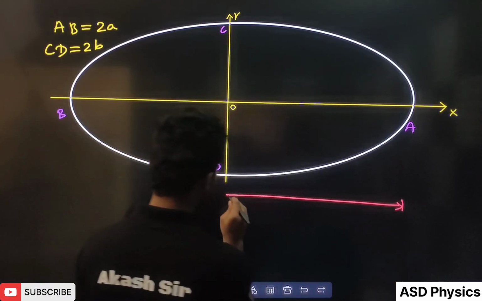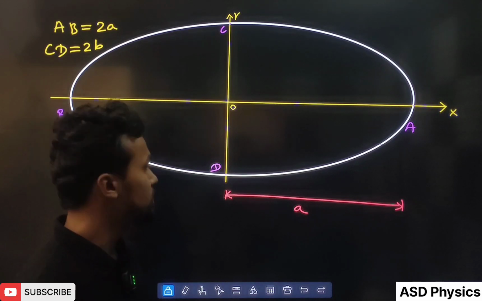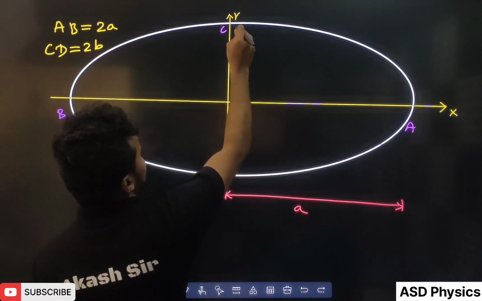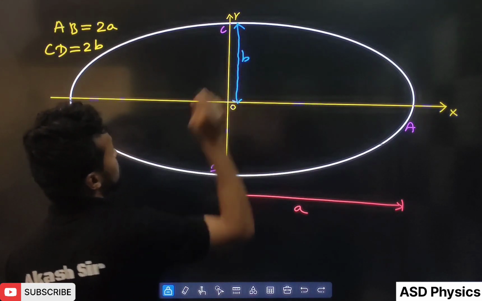Based upon that, students, this length here to here, we should know very well, is a. A is called the semi-major axis. Similarly, in the vertical direction, this length is b, and that is called the semi-minor axis.